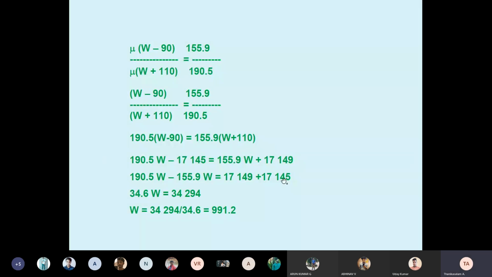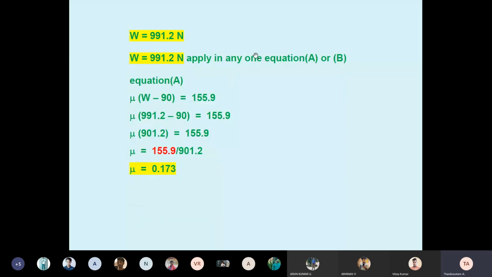So after cross multiplication, finally you will get 34.6 W equal to 34294. Therefore, W equal to 34294 divided by 34.6. The final answer, 991.28 Newton. We got the weight. We want mu, no. So you can apply in either equation A or B. Apply equation A: mu into (W minus 90) equal to 155.9. So W value we know, 991.2 minus 90. After simplification, mu equal to 0.173.